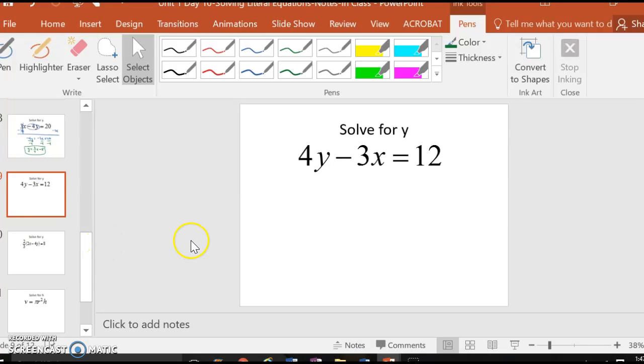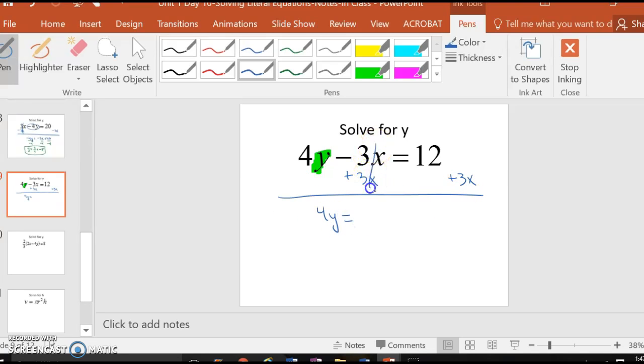So this one here, again, I'm solving for y. What do I have to get rid of first? X. How do I get rid of it? I'm going to add it. So when I add the 3x to both sides, 4y is equal to 3x plus 12. How do I get rid of the 4? I divide everything by this 4. And y is equal to 3/4 x plus 3.